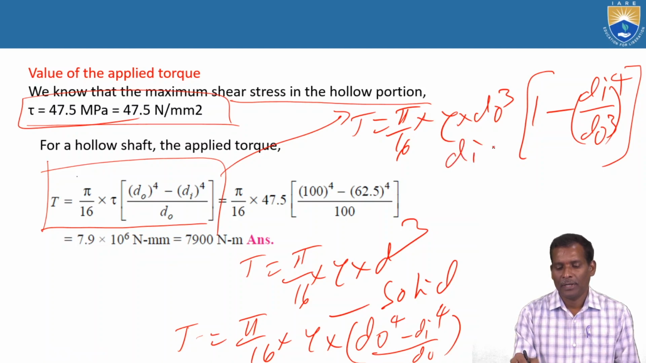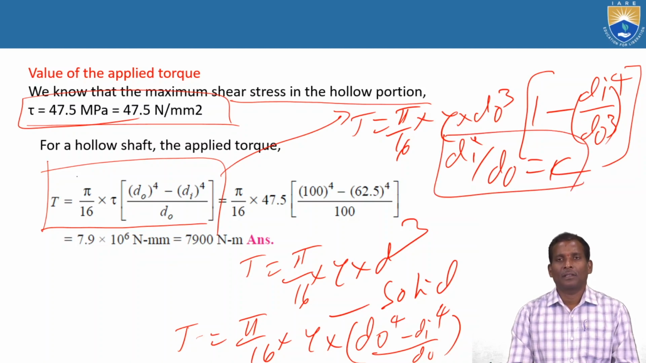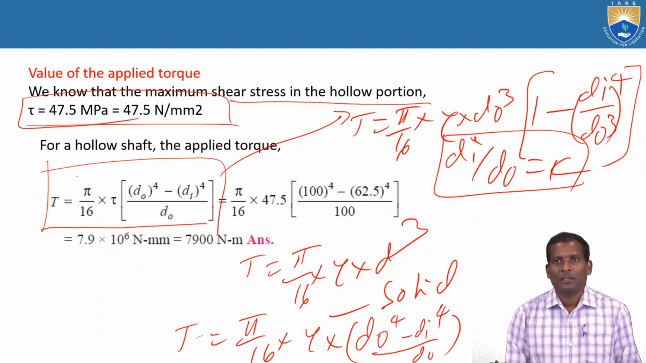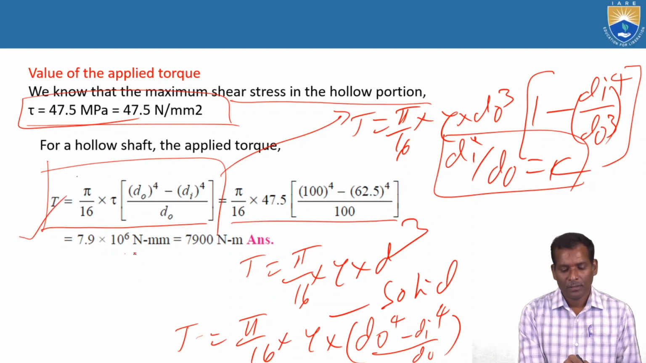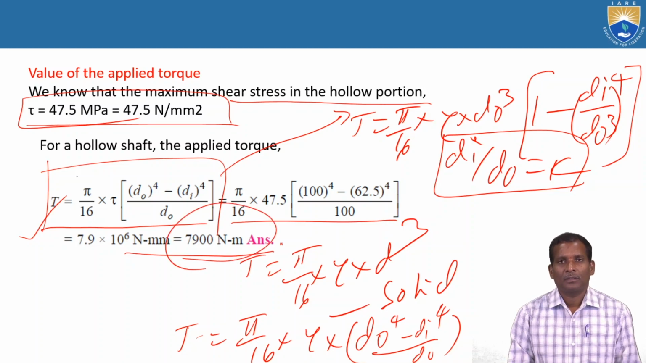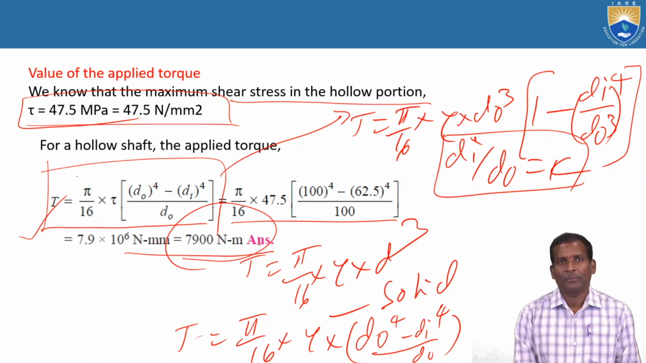So d i by d naught is equal to k. You may write like this. So suppose if you know the k value, it is the ratio of inner diameter to outer diameter. You may write like this and substitute in this torque, and you will get the torque value is 7900 newton meter. So always the torque value should be in newton meter.